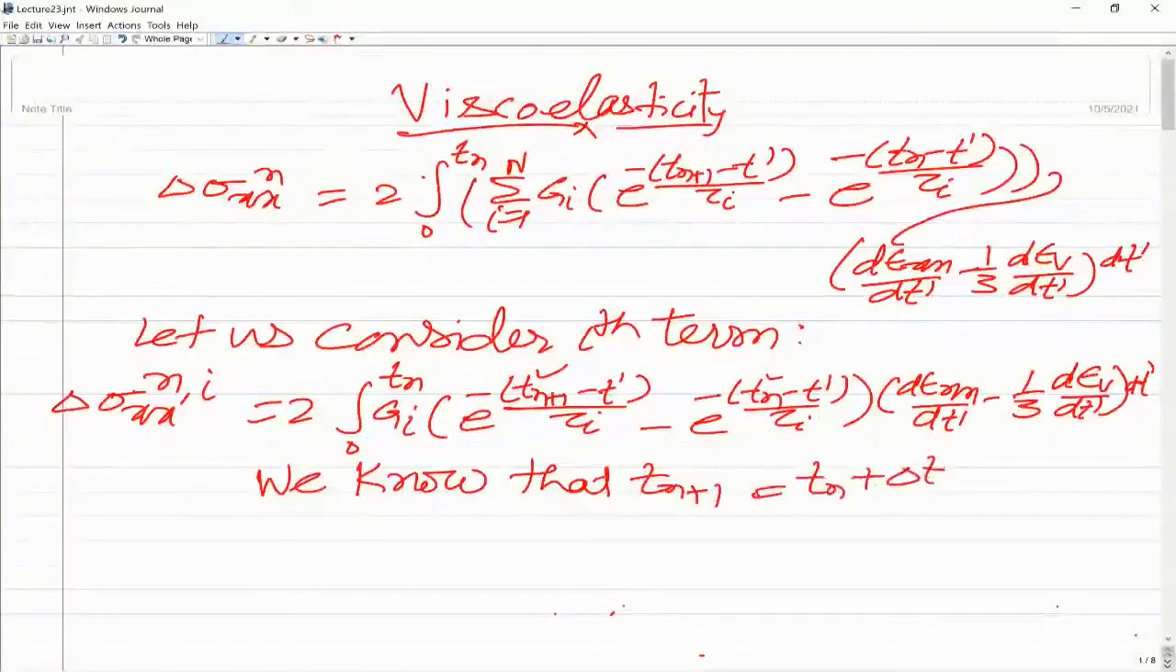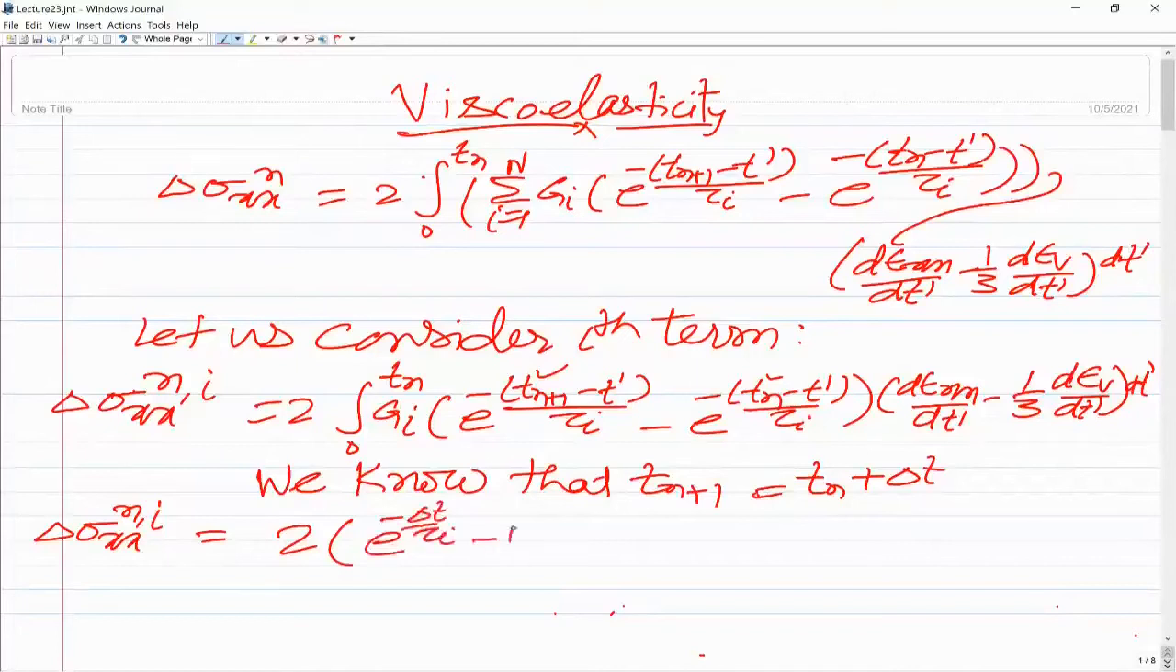So we substitute this, so then your delta sigma xx n comma I can be written as, because in place of tn you will write that, so then you can take e to the power minus (tn minus t dash) upon tau I as a common. So if you take that as a common, you will get this 2, and this is one term we will be having, which is minus delta t upon tau I minus 1. So this will be a common term, and then we will have 0 to tn.